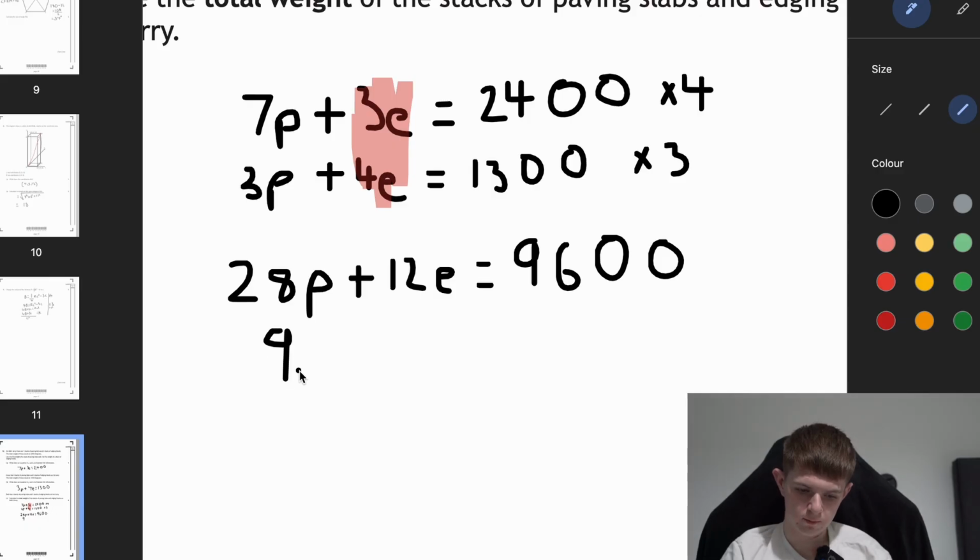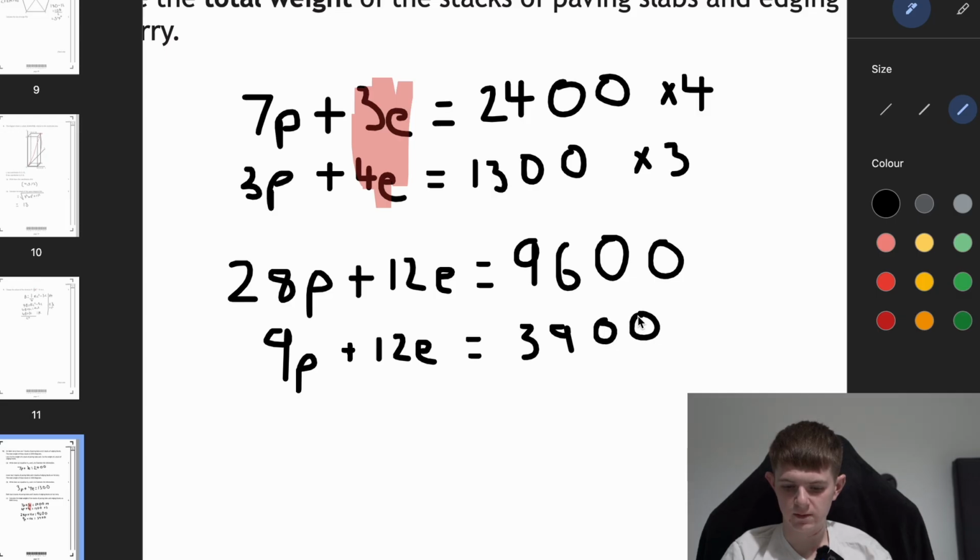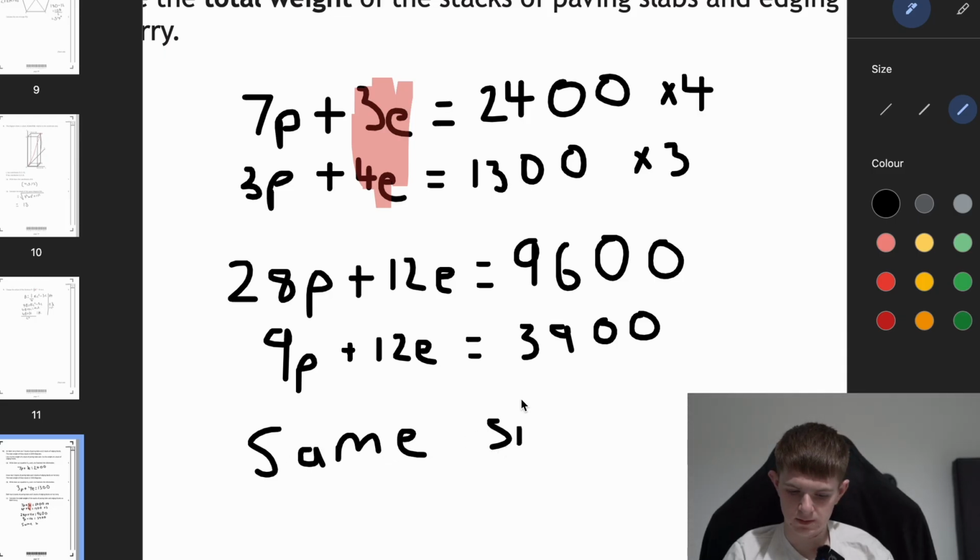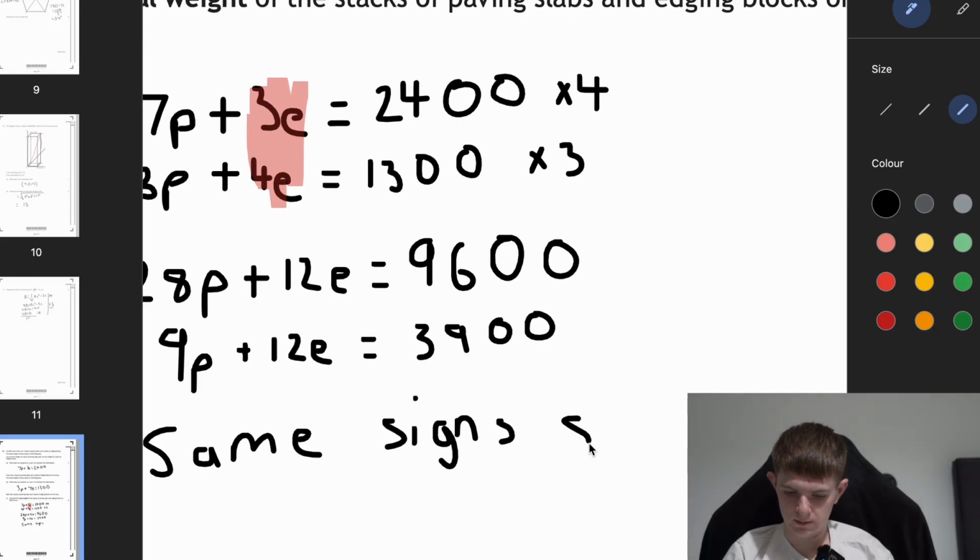The line below, we've got 9p, add 12e. This one equals 3,900. This part is important. If we have the same signs, two additions or two subtractions, we're going to subtract. So same signs, subtract.